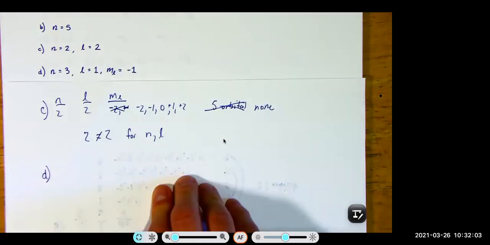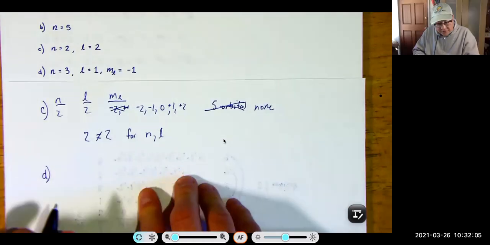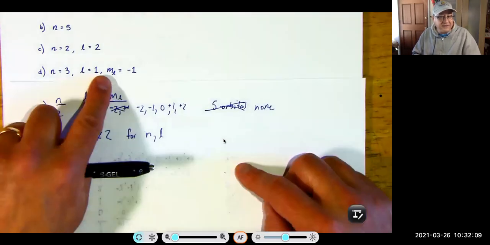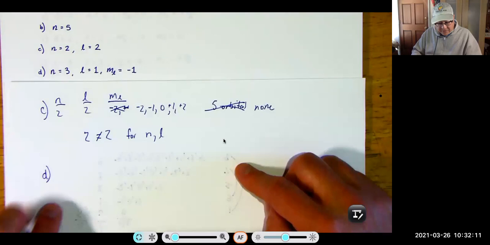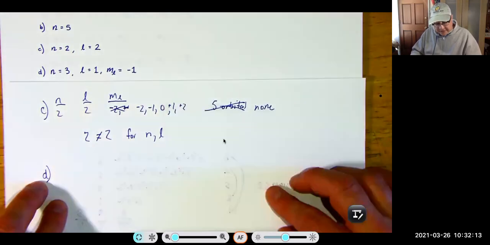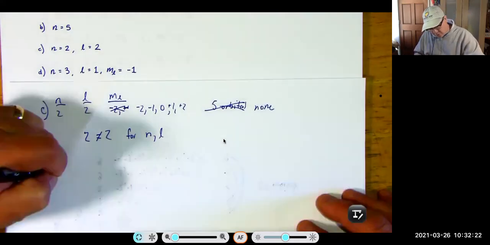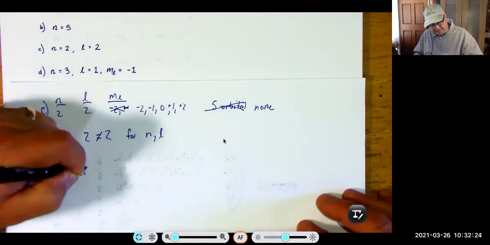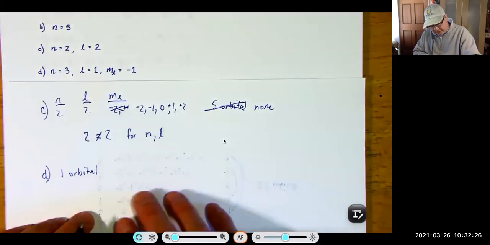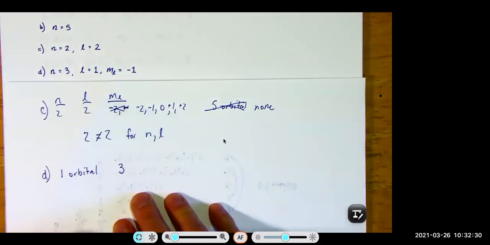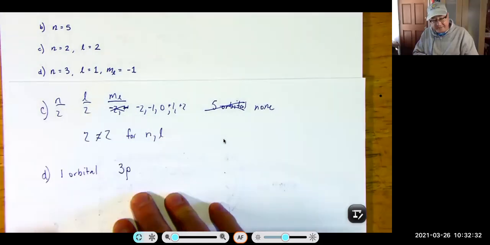I'm way too old. Okay, so for this one, can we have a 3 and a 1? Yeah. Absolutely. And can we have a -1? Yeah. Absolutely. Now here, they're telling us m sub L is -1. They're not giving us any other options. So how many orbitals is this? 1. 1 orbital. And what kind is it? A 3. P. Wait. P. Oh. 3p is correct.